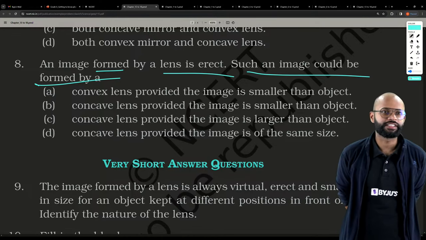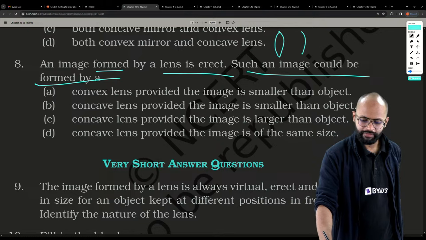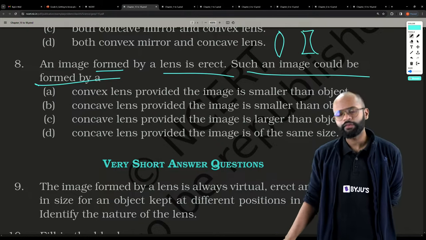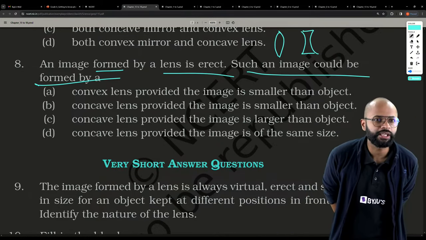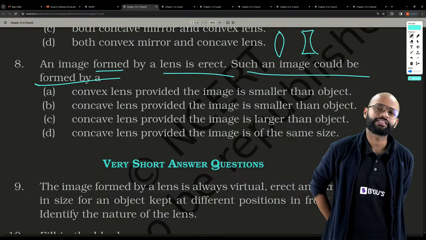Convex and concave lens. Child, convex lens is this. Concave lens is this. Convex lens is converging. Concave lens is diverging. I'm getting B, B, B, B. You want my hair? Wow.